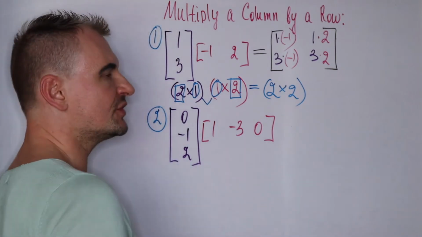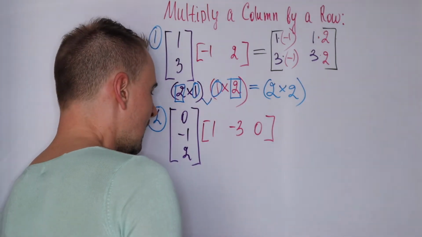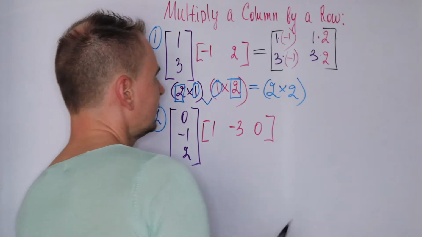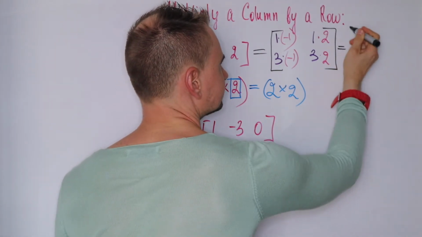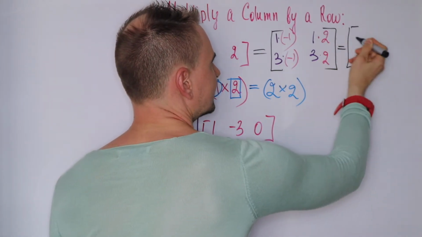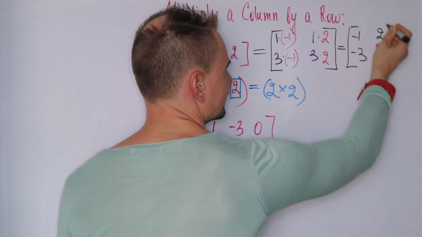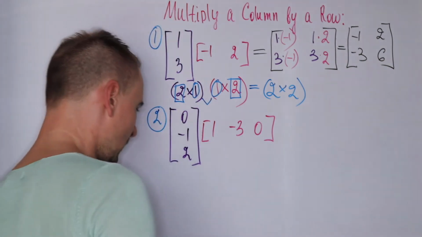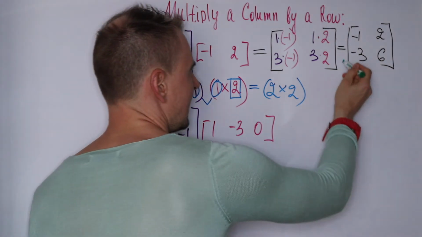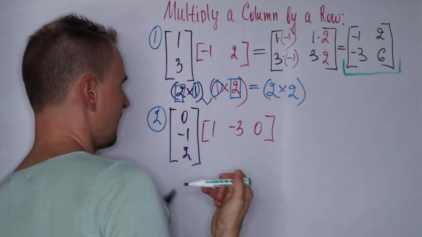And all you need to do is just perform this calculation. So it becomes -1, -3, 2, and 6. So that's your resulting matrix for this multiplication.